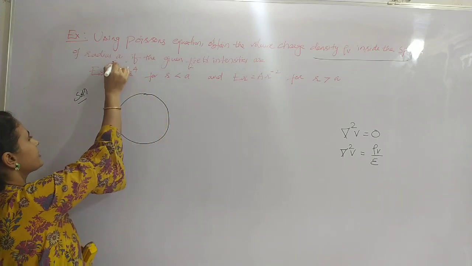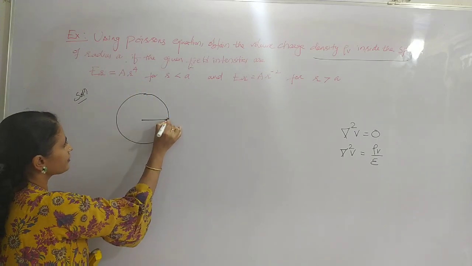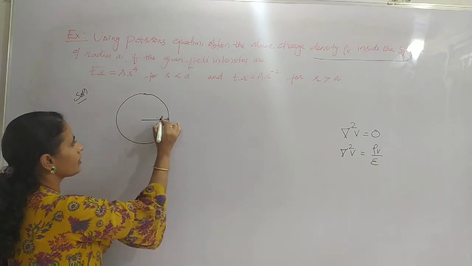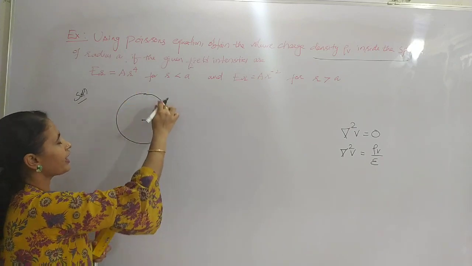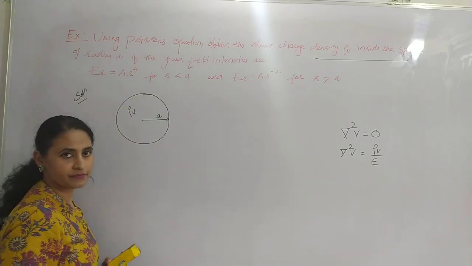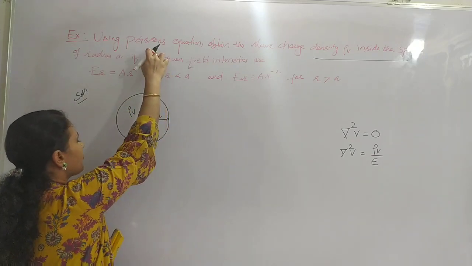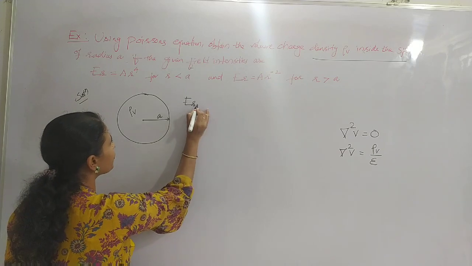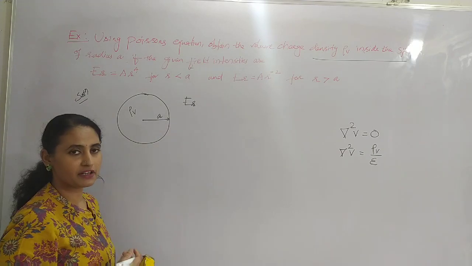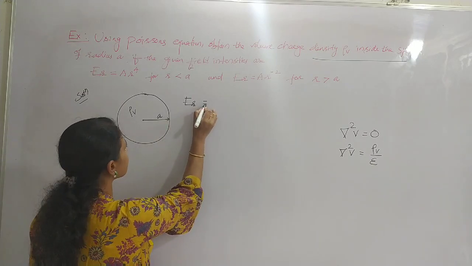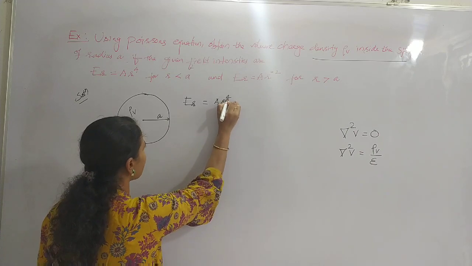The sphere has a radius of A. Here is one sphere with the radius of A, over which we have to find the volume charge density. So inside the sphere, what is the volume charge density? By using Poisson's equation, and the conditions are given as E_R. What is this? E_R is the magnitude of the electric field intensity in the direction of the radius. It is given by A R to the power 4.